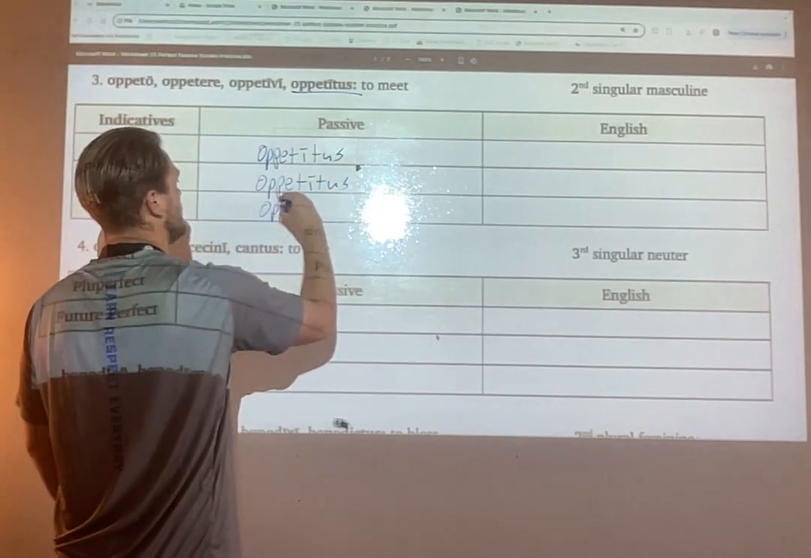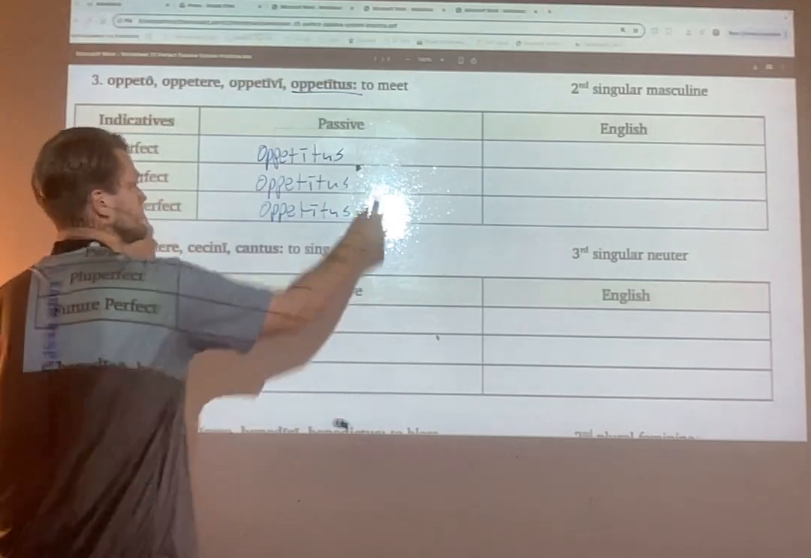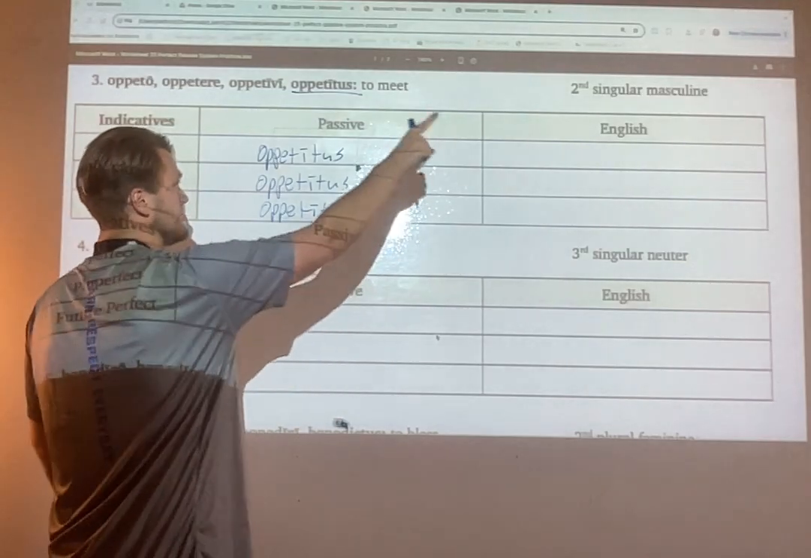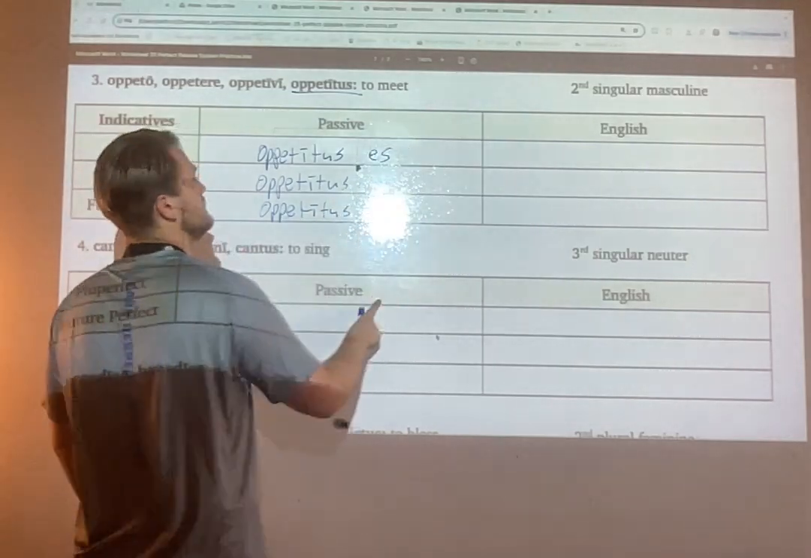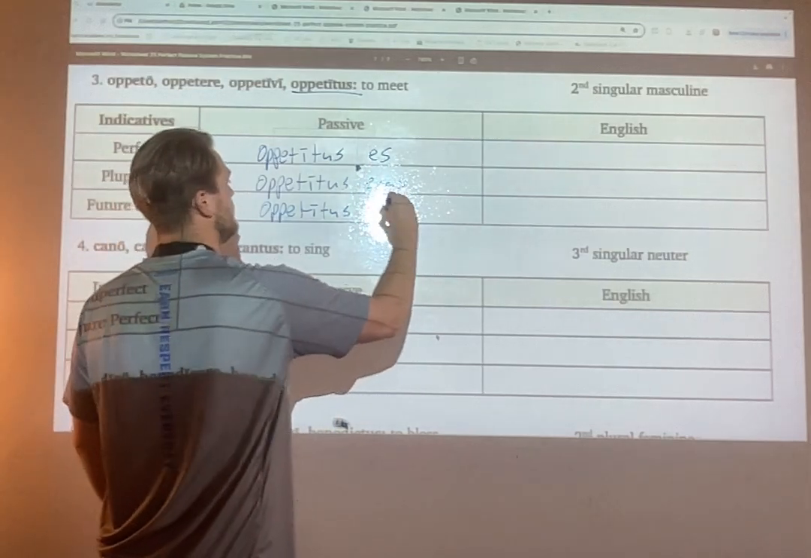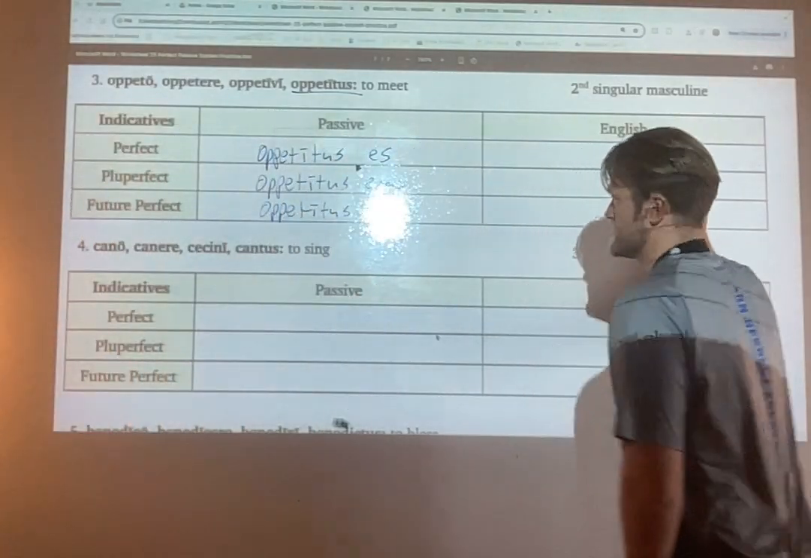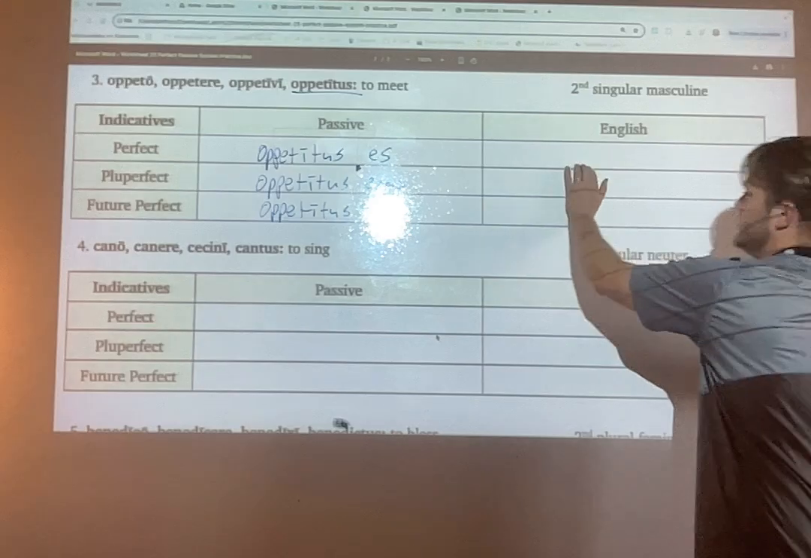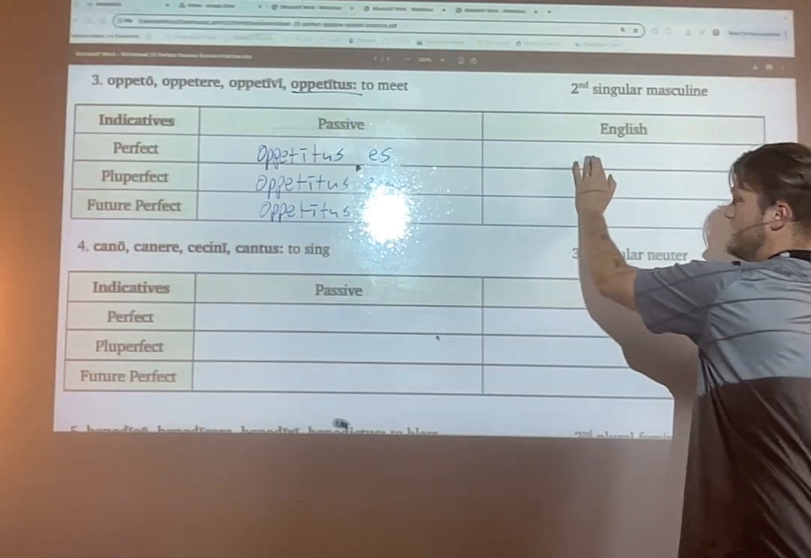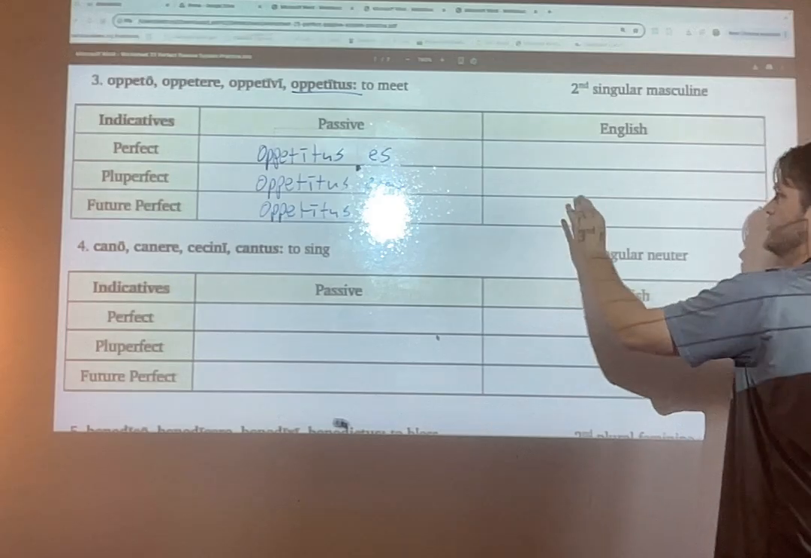You don't have to change that at all. You just have to make sure you put the correct version of sum. Second singular, that would be es for the perfect passive, eras for the pluperfect, and eris for the future perfect. Now I'm just going to say these to speed up the process. You have been met. You had been met. You will have been met.